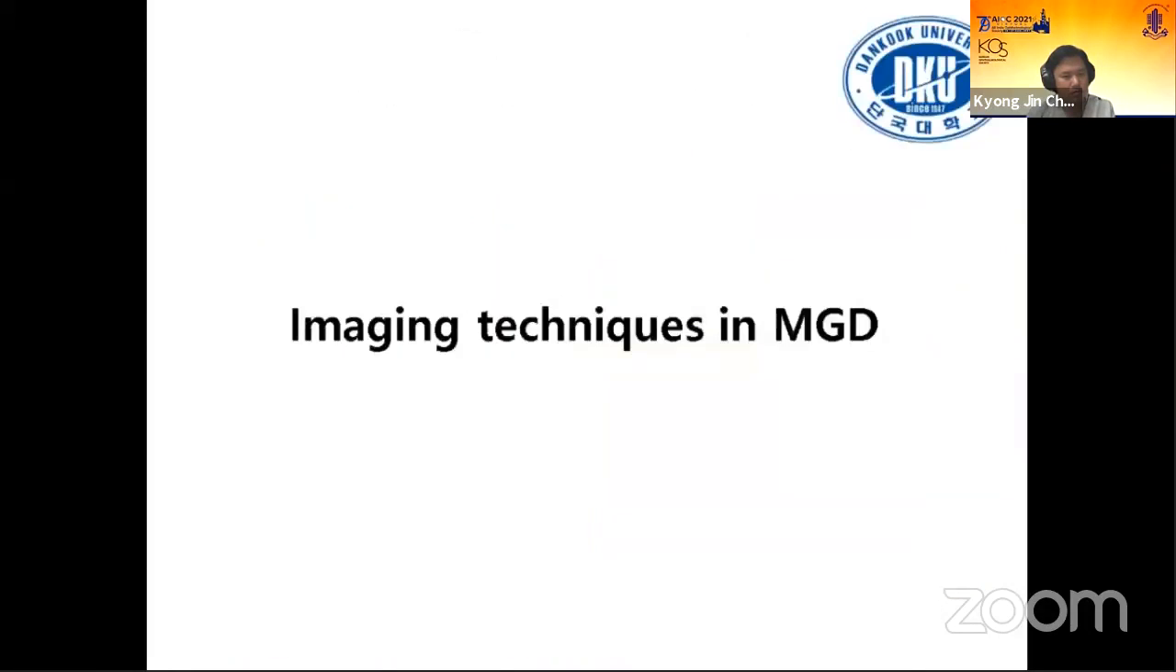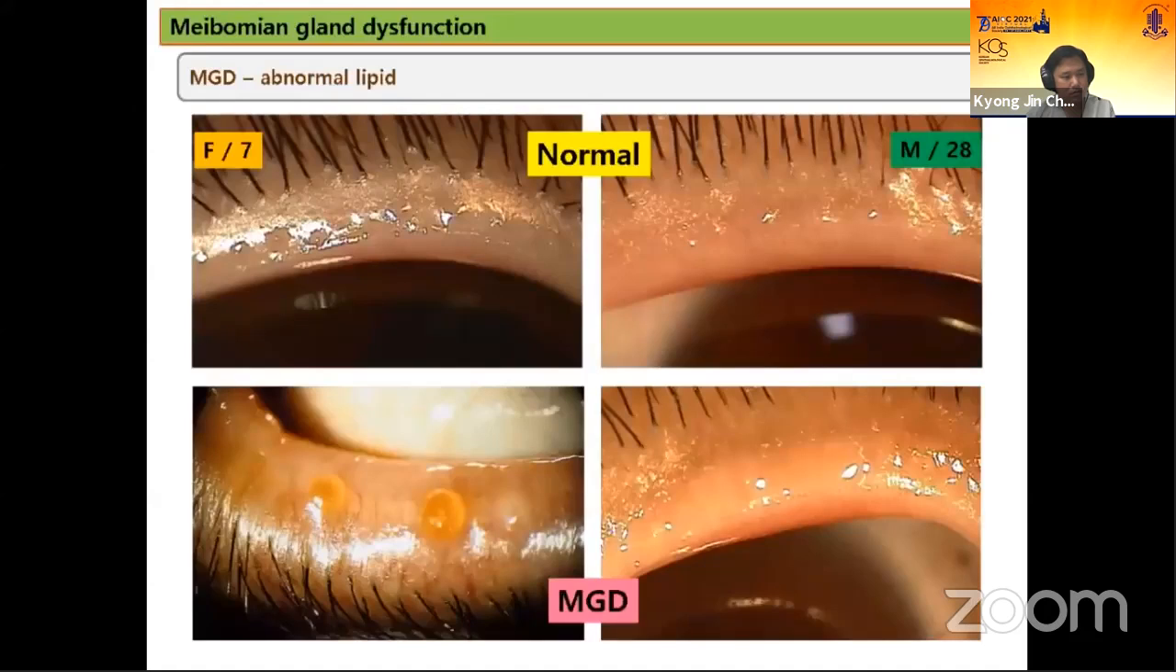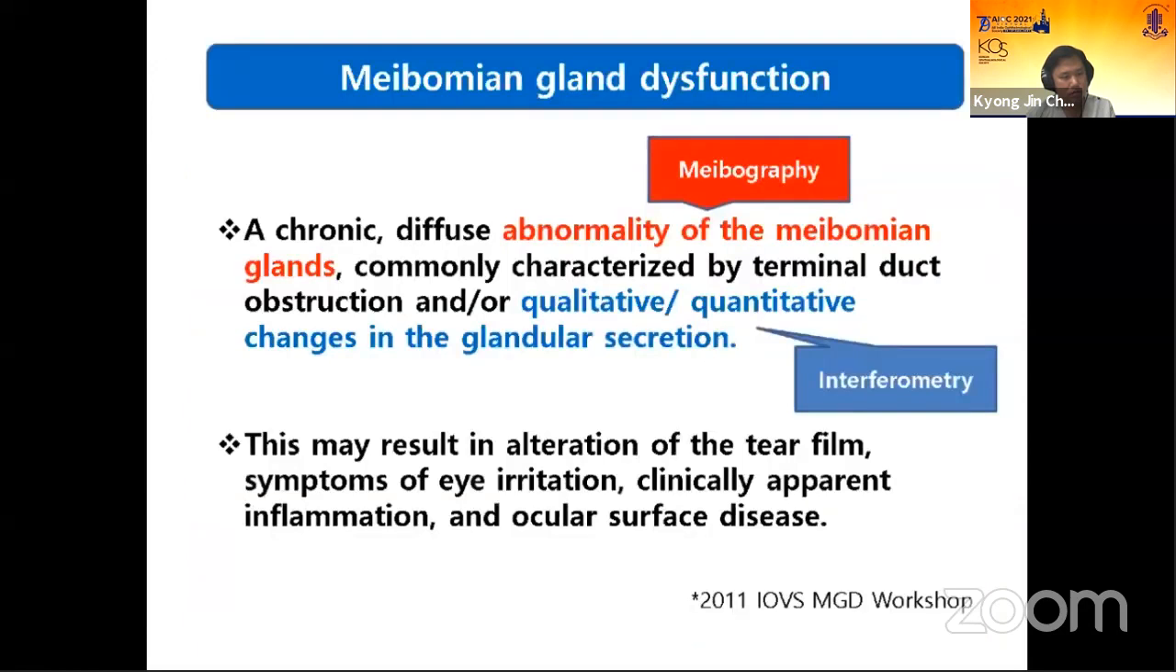Next, we will talk about imaging techniques in diagnosing MGD. MGD is an abnormality in the lipid component of tears due to anatomical and functional abnormalities of the meibomian gland. This may result in alteration of the tear film, symptoms of eye irritation, clinically apparent inflammation and ocular surface disease.